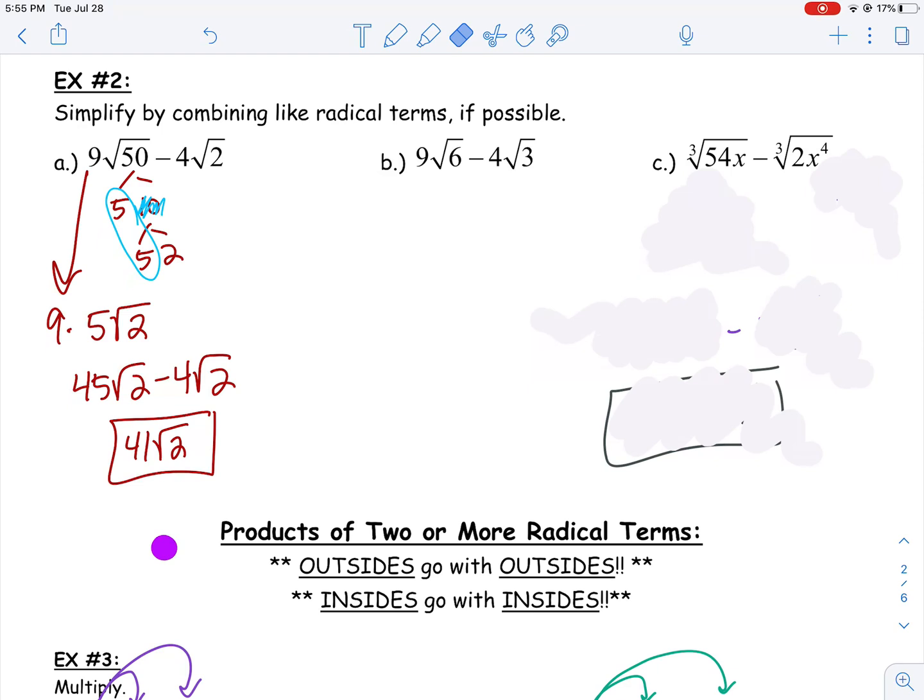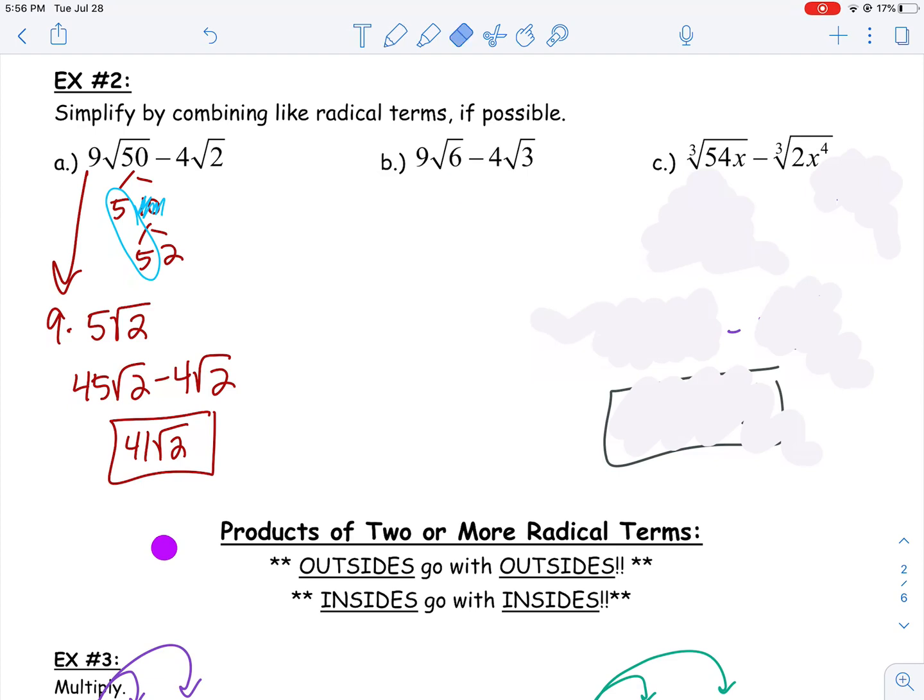All right, look at B. I have 9 rad 6 minus 4 rad 3. Well, square root of 6 and square root of 3 aren't the same thing. So let's try to simplify. Well, if you look at square root of 6, I can factor it into 2 and 3. Unfortunately, those are my only prime numbers, and I don't have groups, partners, pairs of 2, right? So the square root of 6 actually can't be broken down.